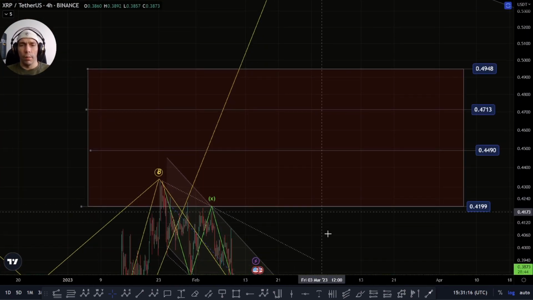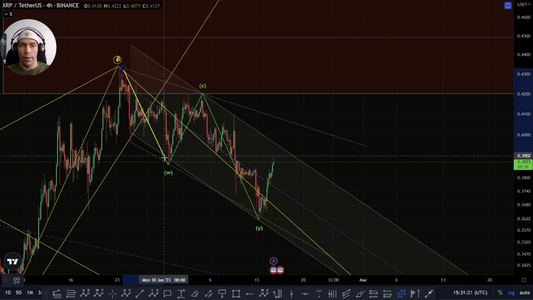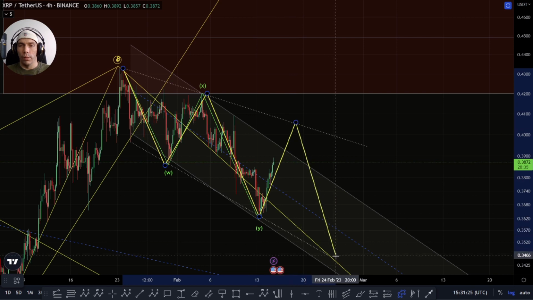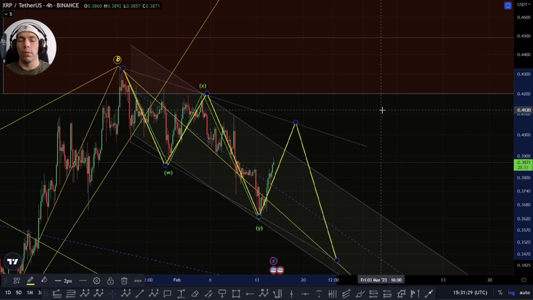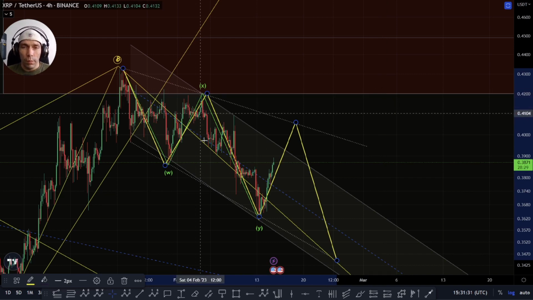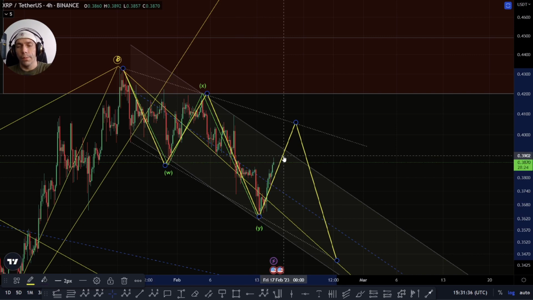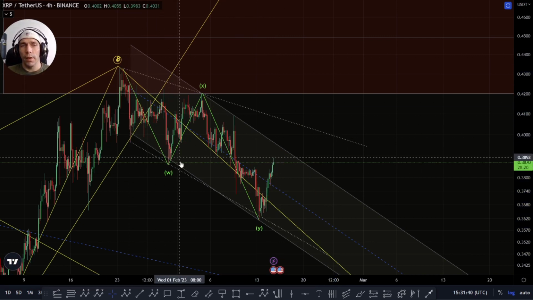So the way that I'm currently looking at it is, like I said, we could see this play out as a 1, 2, 3, come back up here for 4, and then we get a 5 as an expanding diagonal here, which would then look to form a wave 1. Or alternatively, we could potentially be looking to extend to the downside here. I don't really like the structure, trying to count it as an impulse for the time being.